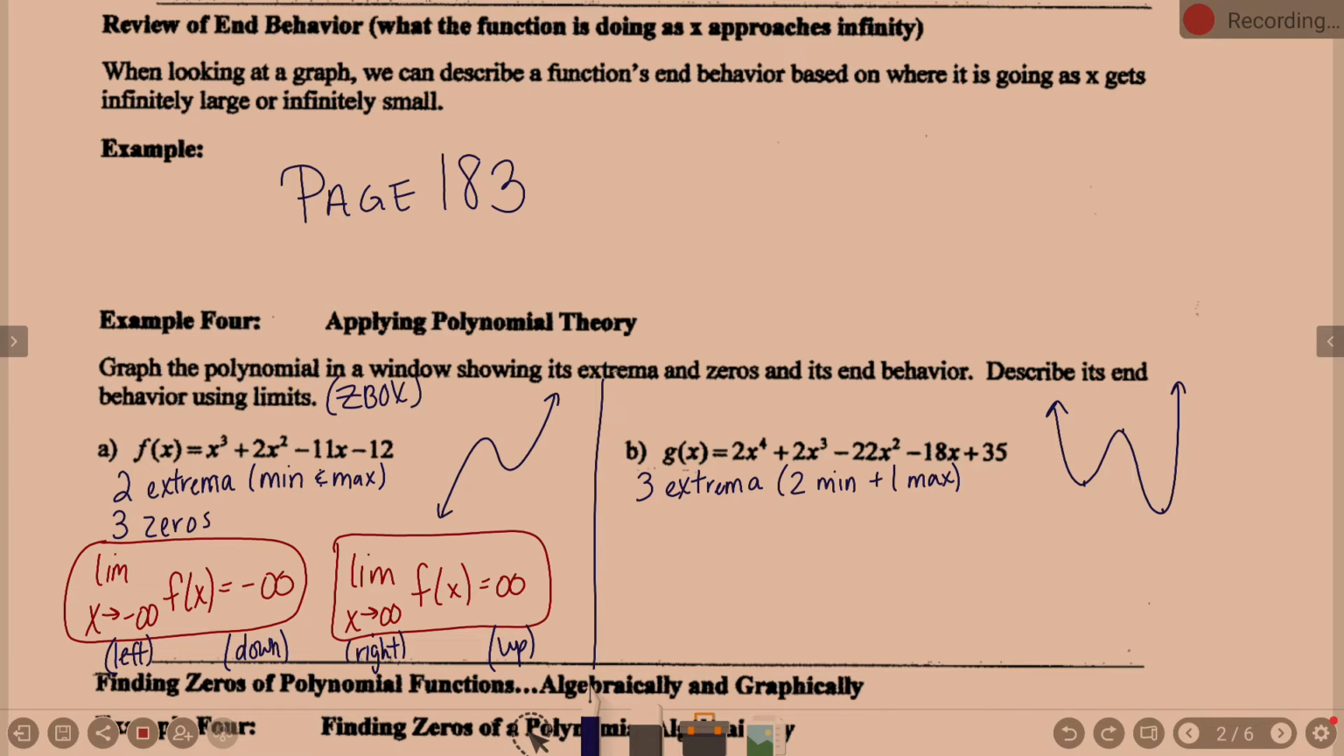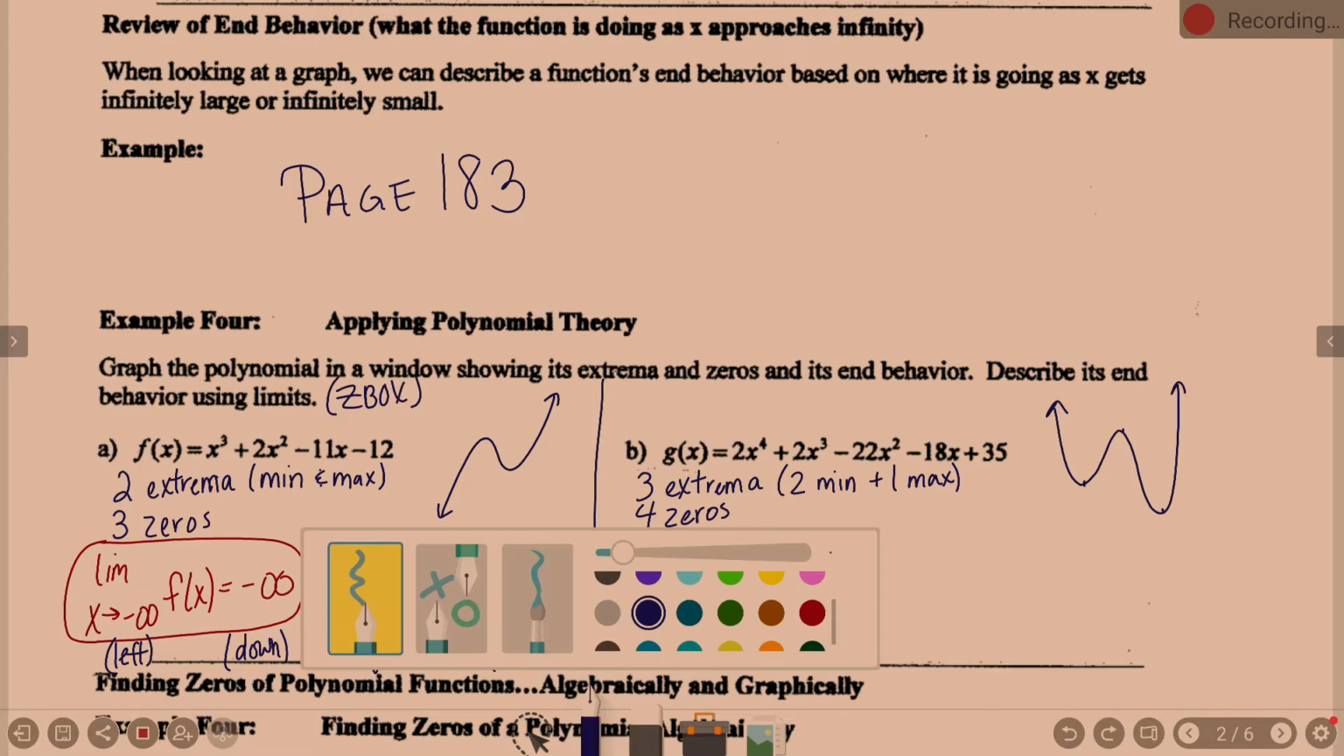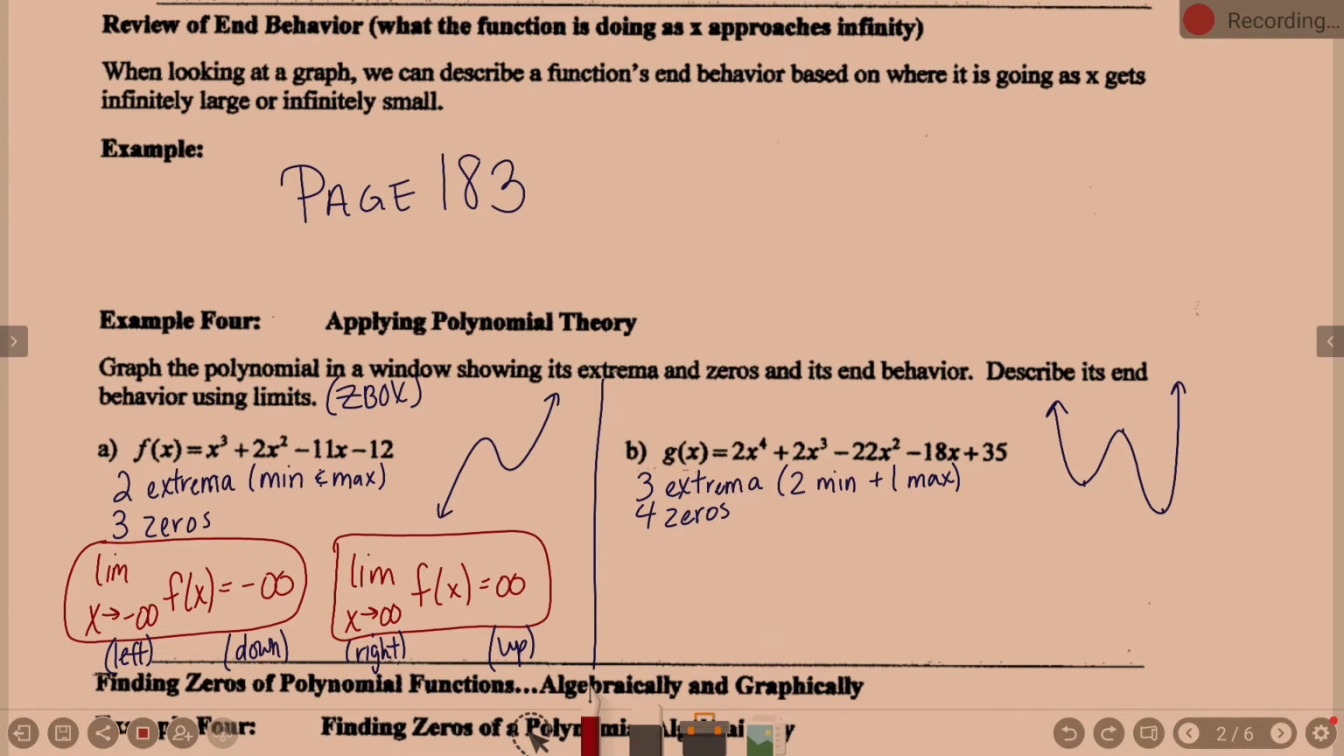Okay, how many zeros do I have? 4. If you look at the graph, it crosses the x-axis 4 times. Okay, so now end behavior. First, end behavior, I'm going to write, and I usually try and stick with this form: the limit as x approaches negative infinity of f of x.